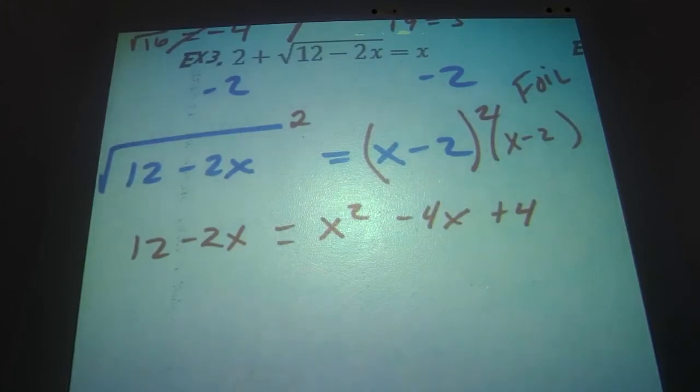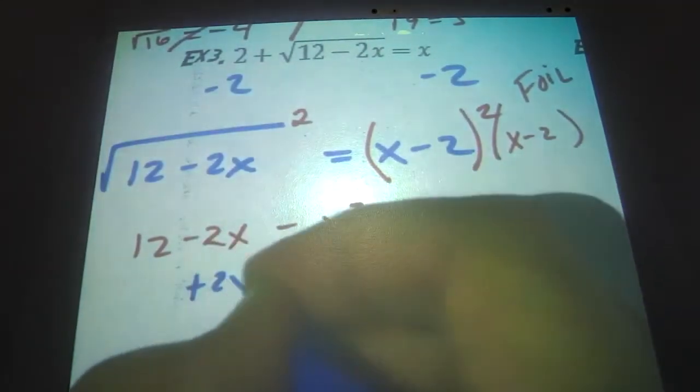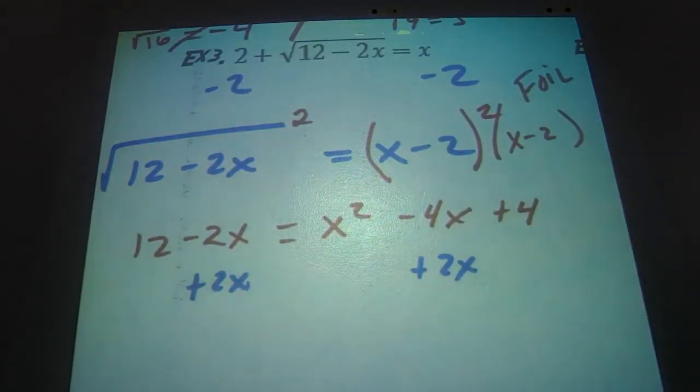All right, we got a quadratic. Alina, Jesus, Anthony, Aiden, what can we do now? How do we solve this quadratic? What do you guys want to do? If you add the 2x on both sides and then subtract 12 on both sides. Awesome. Get your stuff equal to 0. Good job, Aiden.